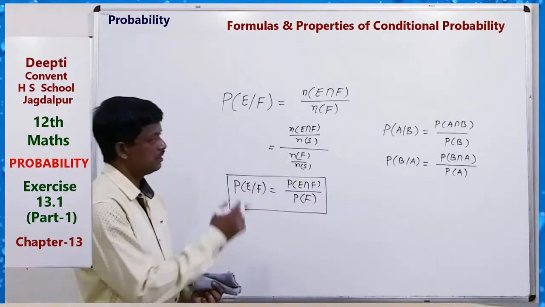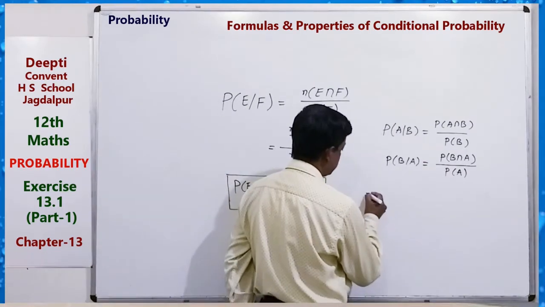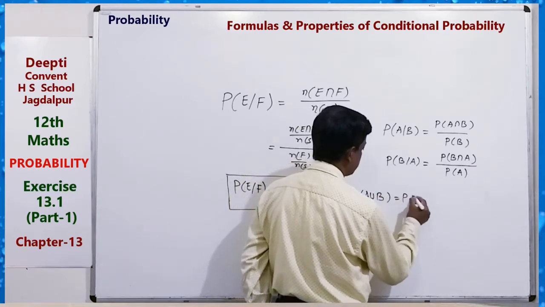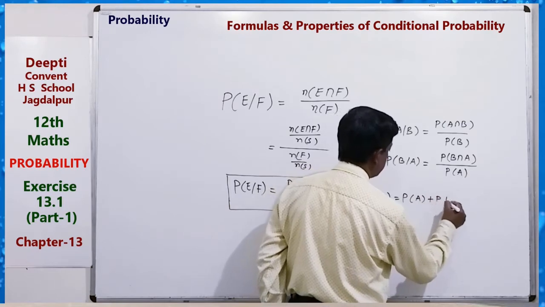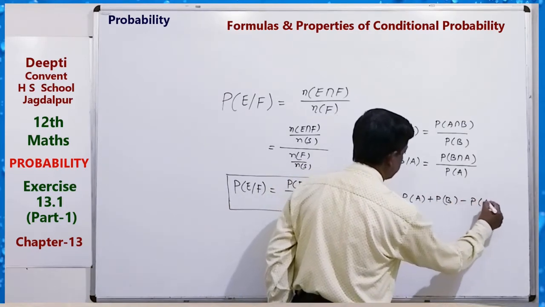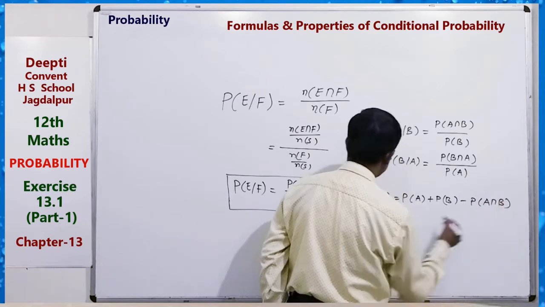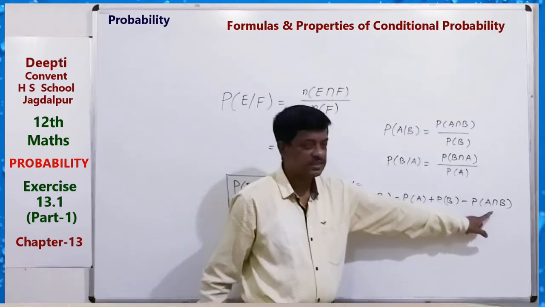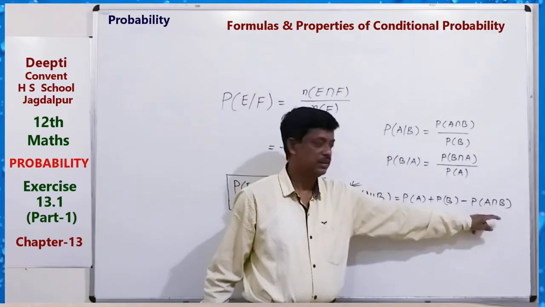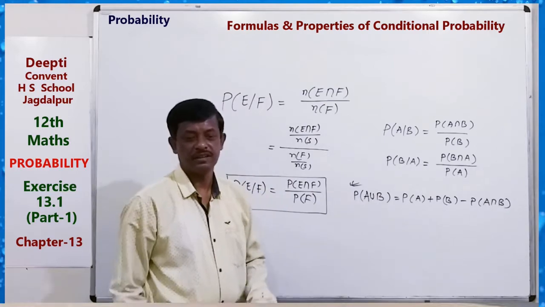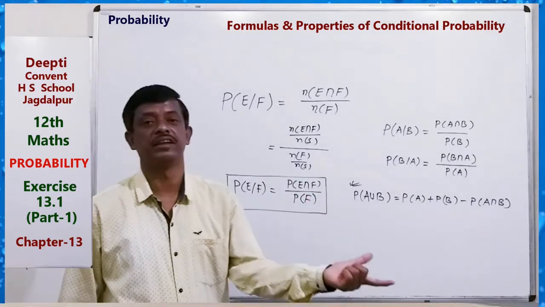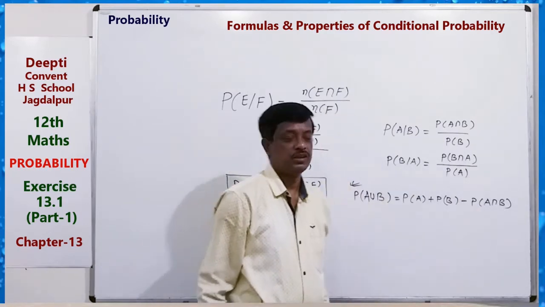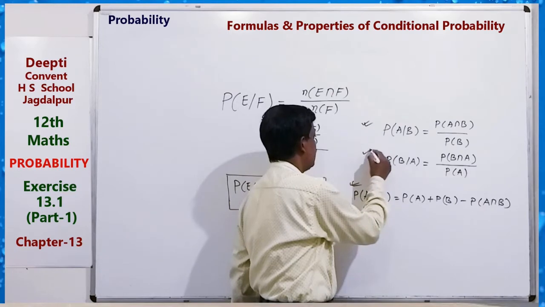Okay, so this is the formula, and we also know another formula: the probability of A union B equals the probability of A plus the probability of B minus the probability of A intersection B. This is the addition theorem of probability. When A and B are disjoint, meaning no common point is there, that is A intersection B equals the empty set, then you can write P(A union B) equals P(A) plus P(B). So these three formulas we will use.